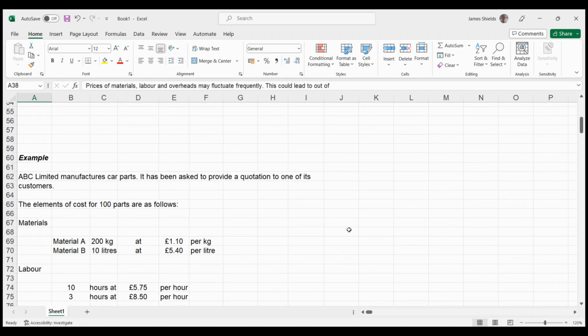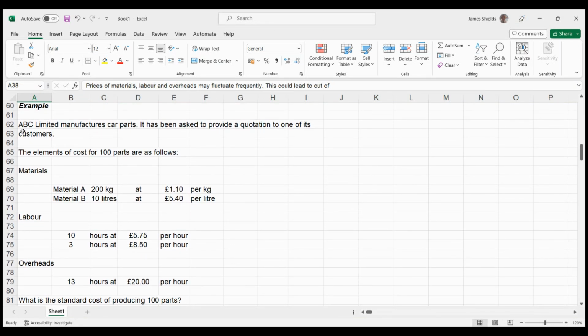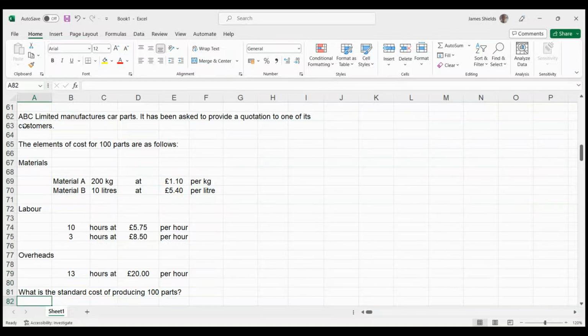Right, now we're going to look at an example. So here we've got a company called ABC Limited. They manufacture car parts. It's been asked to provide a quotation to one of its customers. The elements of cost for 100 parts are as follows. So materials, we're told material A is 200 kilograms at £1.10 per kilogram, and material B is 10 litres at a price of £5.40 per litre. So that's the material costs. Now labour, we have 10 hours at £5.75 per hour and 3 hours at £8.50 per hour. So that's your labour costs. And overheads, we're told there's 13 hours at £20 per hour. And what we're asked to do is, what is the standard cost of producing 100 parts?